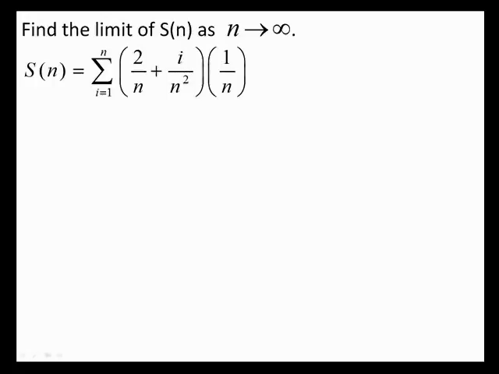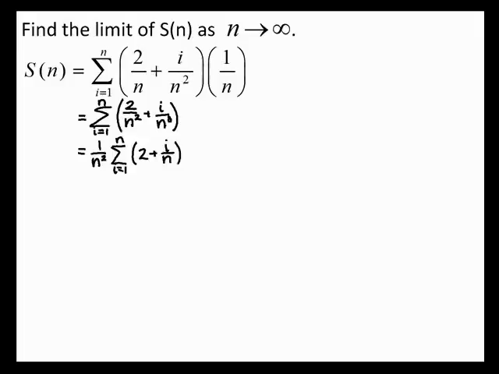Find the limit of S of n as n approaches infinity. S of n is equal to the sum of i equals 1 to n of the quantity 2 divided by n plus i divided by n squared times 1 divided by n. Simplify the quantity 2 divided by n plus i divided by n squared times 1 divided by n. Use the first summation formula to bring 1 divided by n squared to the front of the summation. Use the second, fifth, and sixth summation formulas to simplify the sum from i equals 1 to n of 2 plus i divided by n.